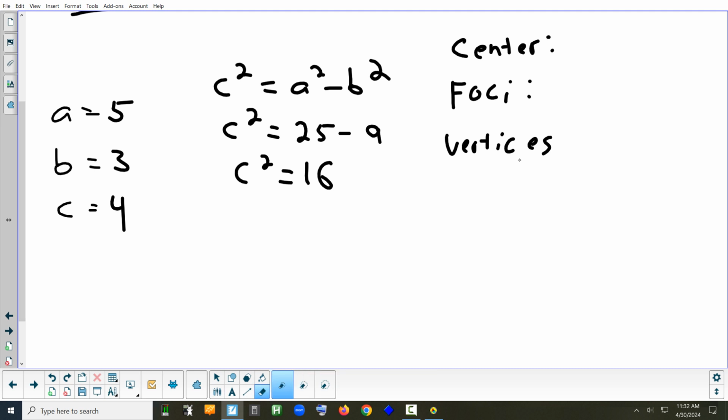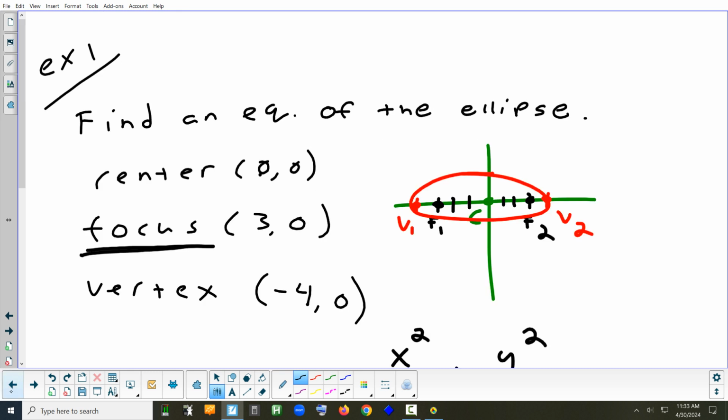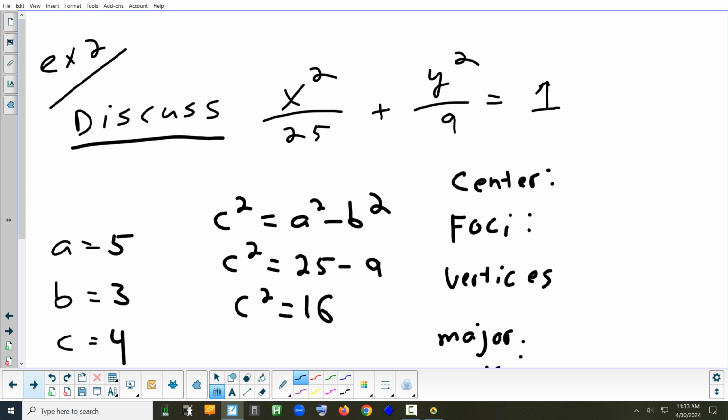Okay, so center, foci, vertices. I'd want to know the direction of the major axis. The two answers there would need to be horizontal or vertical. I think that's everything. Center, foci, yeah.